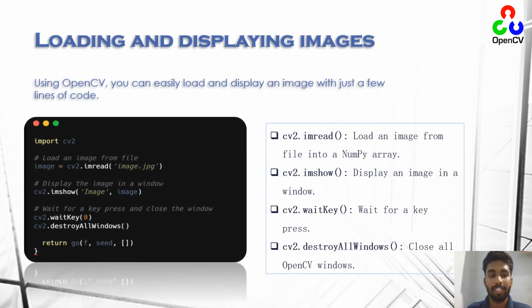So these are the basic operations that can be done in OpenCV. First one is loading and displaying images. Using OpenCV, we can easily load and display an image with just a few lines of code. Here: import cv2, image equals cv2.imread. The imread function loads an image from a file into a NumPy array, the cv2.imshow function displays an image in a window, the cv2.waitKey function waits for a key press, and the cv2.destroyAllWindows function will close the OpenCV window.